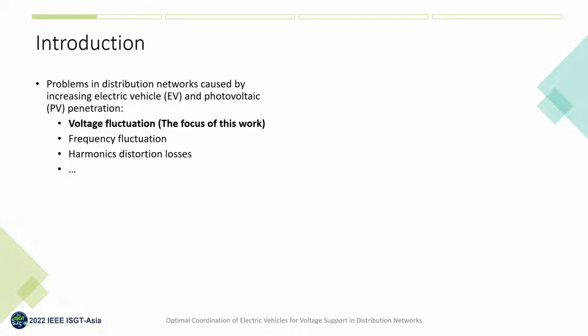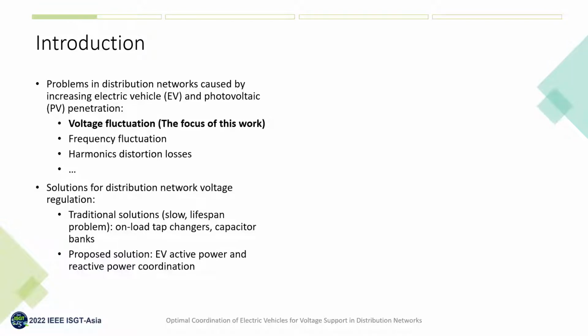To deal with voltage fluctuation, traditional approaches such as on-load tap changers and capacitor banks are relatively slow, and frequent switching of tap changers will also greatly reduce their lifespan. Additionally, due to the low reactance to resistance ratio of distribution networks, both active power and reactive power need to be considered for voltage fluctuation issues. Therefore, the coordination of an increasing number of electric vehicles is an appealing solution.